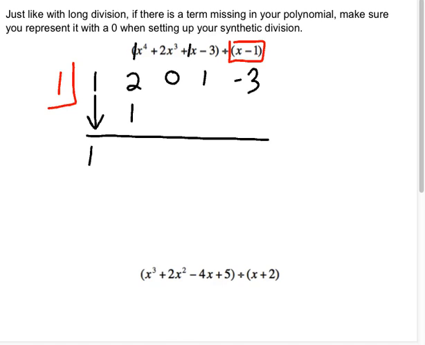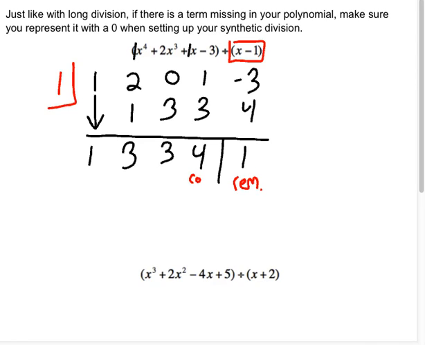All right, now I add, which gives me 3, and then I multiply again. So 3 times 1 gives me 3. Add 0 plus 3 gives me 3. Multiply. 1 times 3 is 3. Add to get 4. Multiply. Add. And now that's the end. So I offset that final number. That final number is always going to be the remainder of the problem.